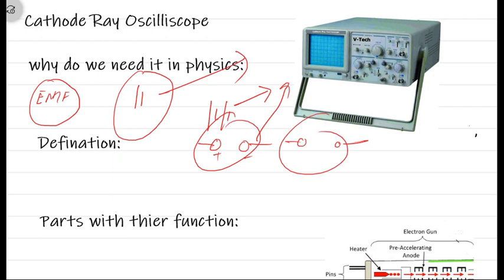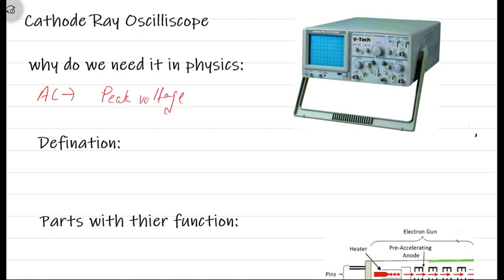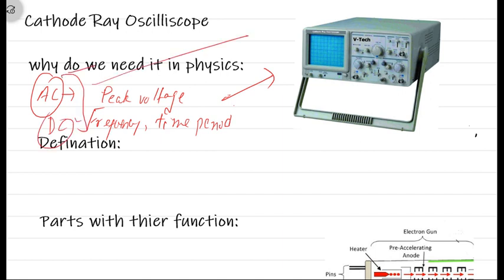So this is the first basic use. Not only the EMF, but at the same time, if there is an alternating current, AC, and we need to study its peak voltage, its frequency, its time period, then also the device that is needed is the CRO. At the same time, not only the AC and the DC current, we can get the difference of both of them with the help of that CRO device. We also can measure the voltage of the DC currents with the CRO.